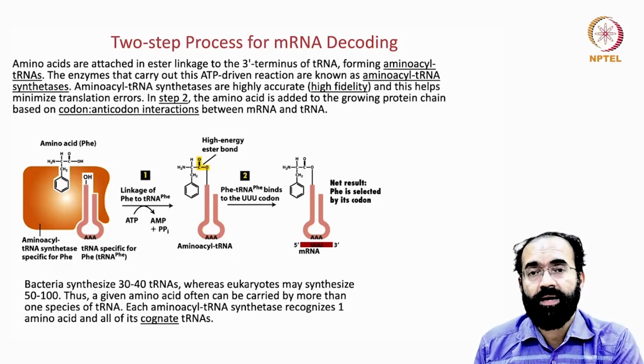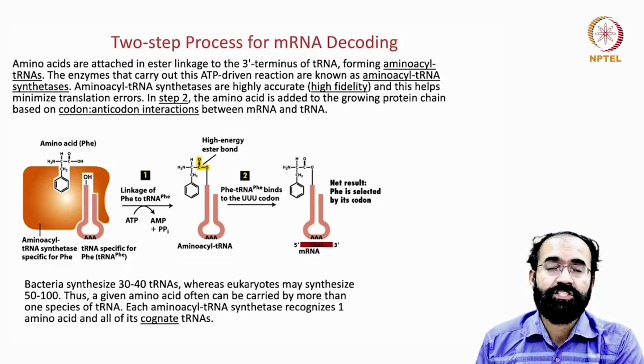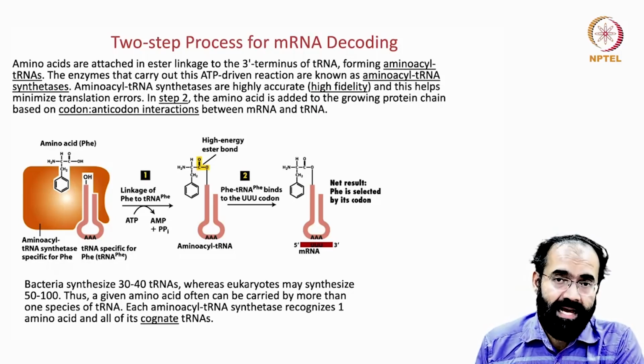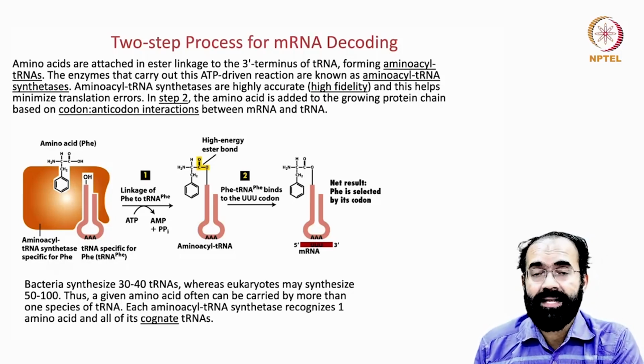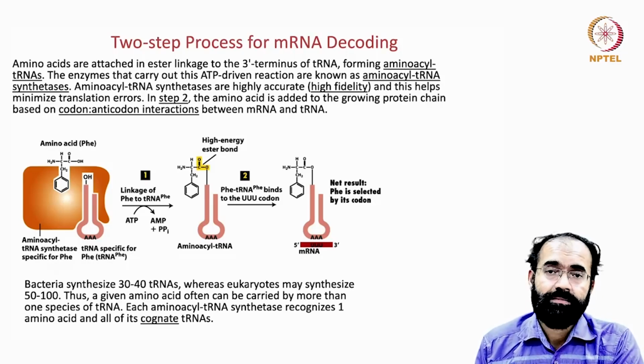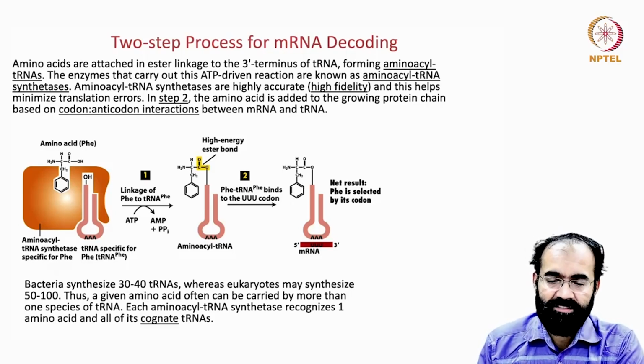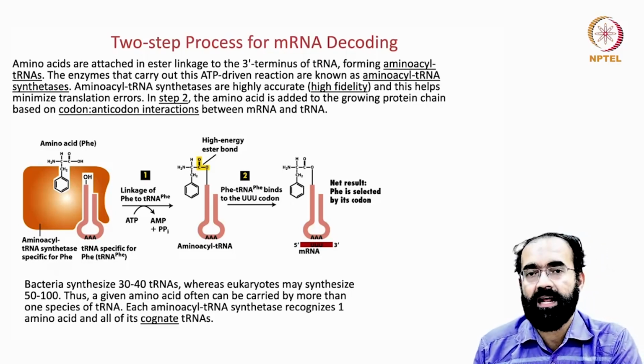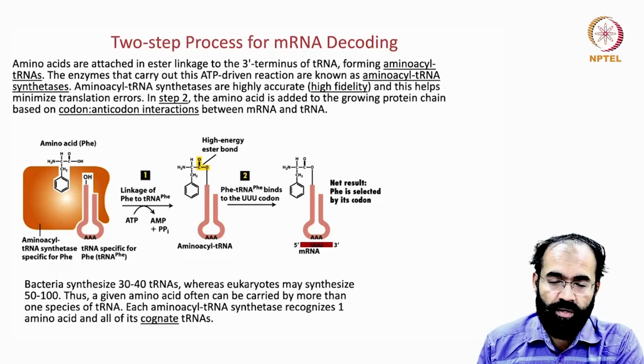A tryptophan amino acid should be delivered to the tRNA that contains the anticodon sequence for tryptophan's codon. Otherwise, the tryptophan will end up elsewhere, and you don't want that to happen. That is why the high fidelity of the amino-acyl tRNA synthetase is very important, and this helps to minimize translation errors. That happens in step 1.